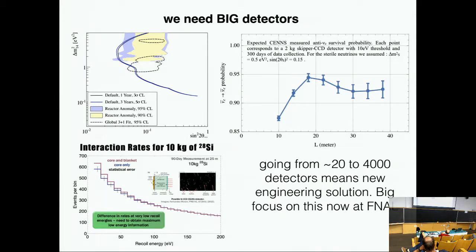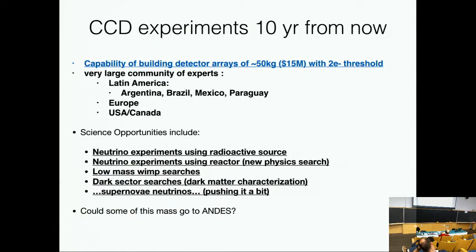Anyway, there are reasons in different areas, and of course, the focus of going for larger dark matter experiments is also there. So finally, what I wanted to say is what we think we are going to be doing 10 years from now, when you have Andes ready. We are developing now the capability of building detector arrays of large masses, right? We estimate a price tag of $15 million for a 50 kilogram detector with 2 electron threshold.